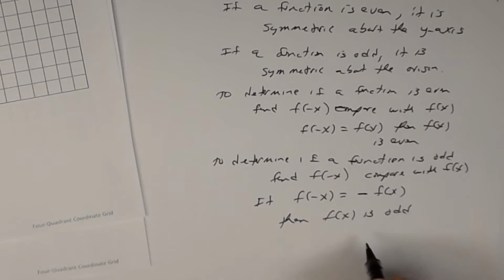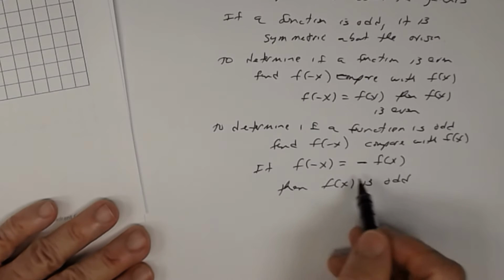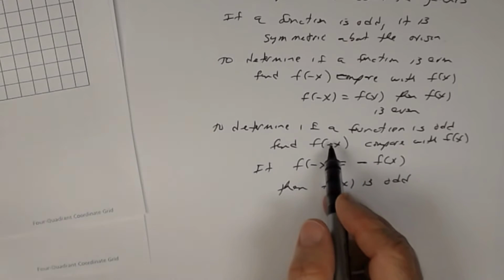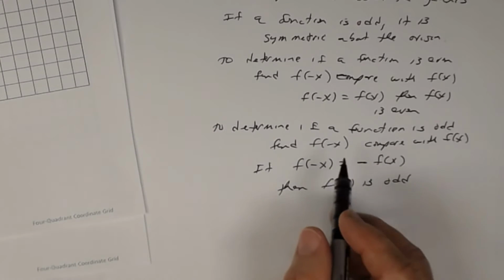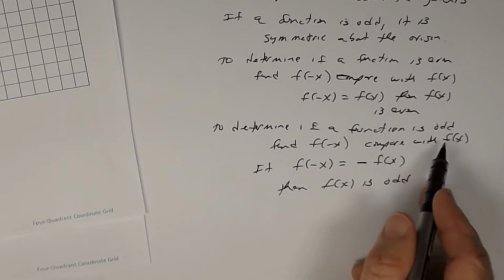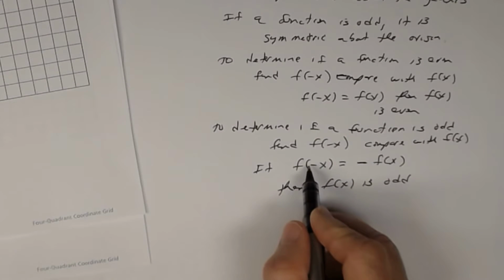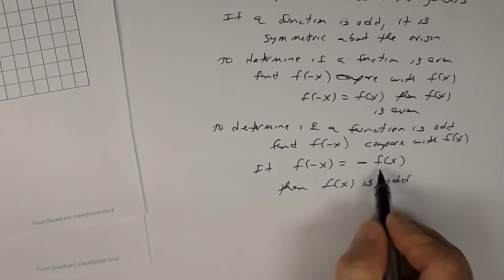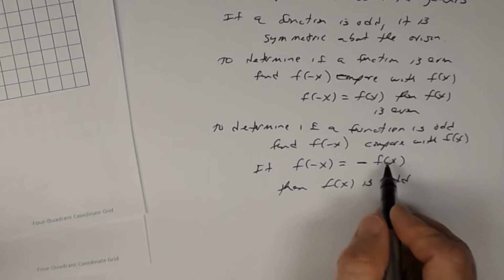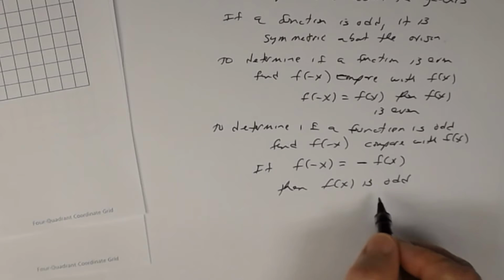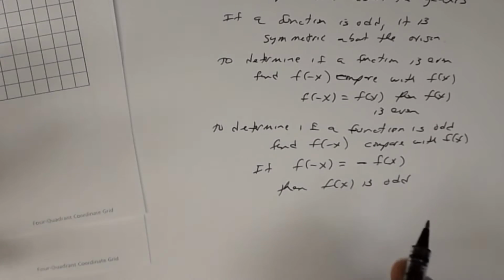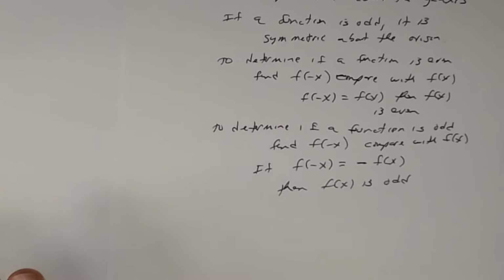So when you're dealing with a function, first of all, you're going to find f of negative x, then you compare with f of x, the original function. If f of negative x is the opposite of the original function, then f of x is odd. All right, now let's look at some problems. It sounds horrible, but it is not that difficult. So let's look at some examples, and you're going to see how easy this is.